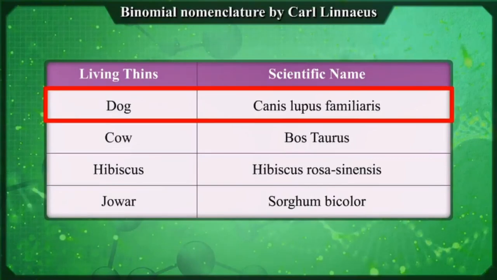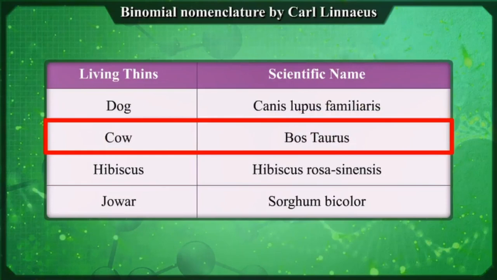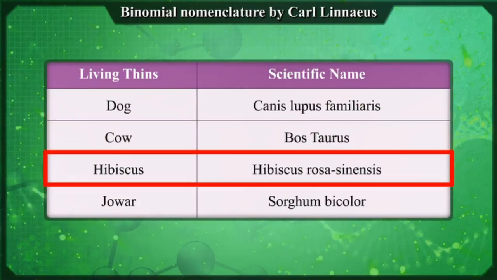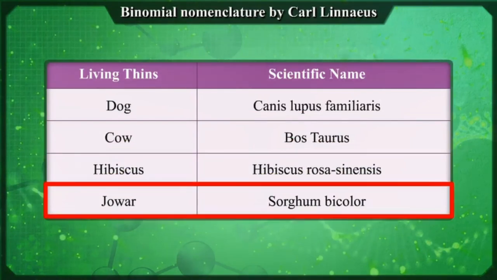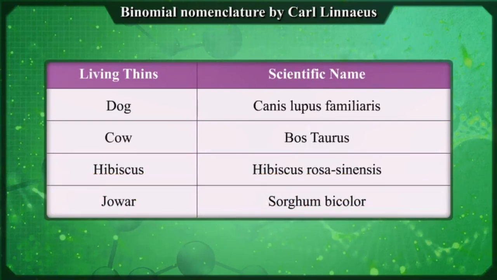Living things, dog. Scientific name, Canis lupus familiaris. Living things, cow. Scientific name, Bos taurus. Living things, hibiscus. Scientific name, Hibiscus rosa sinensis. Living things, jawar. Scientific name, Sorghum bicolor. Find out the scientific names of other animals and plants in your surroundings.